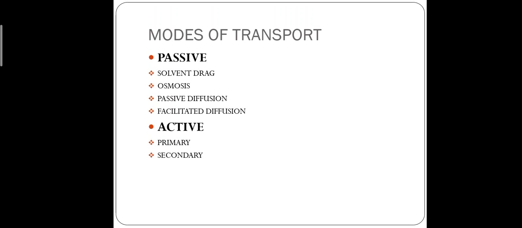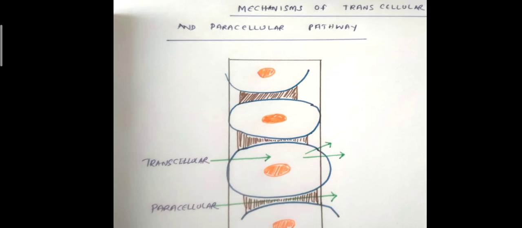So, what are the modes of transport? Under passive, solvent drag, osmosis, passive diffusion, and facilitated diffusion. And under active transport, there are primary and secondary transport. So, what is meant by transcellular? The transport through the membrane, and paracellular means between the cell junction. It is clear from this diagram.